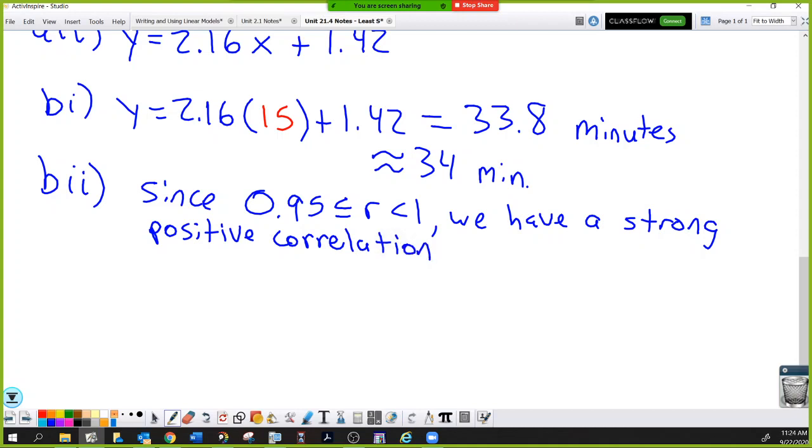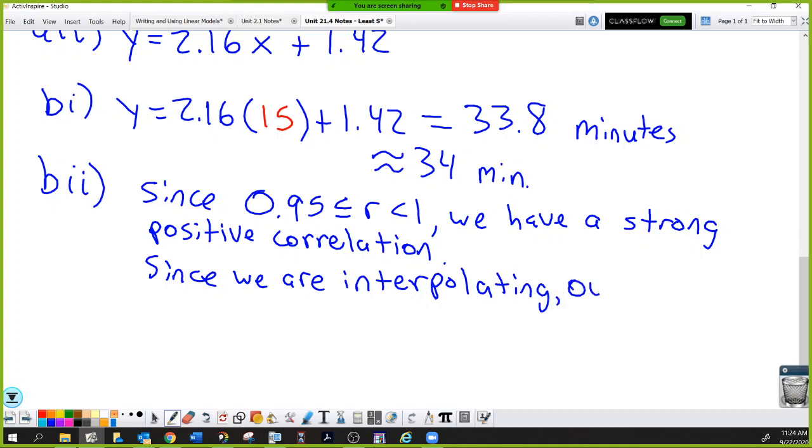Correlation only has one L, right? Okay, I can't spell. And since we are interpolating, which is a word, our estimate is reliable.